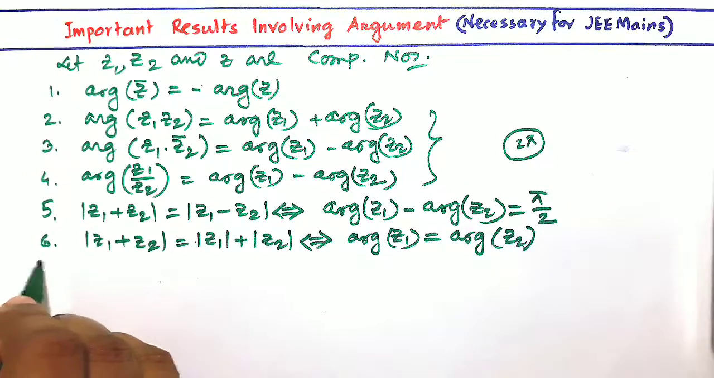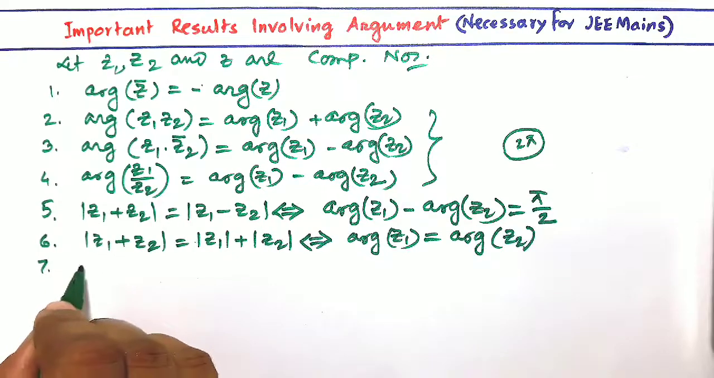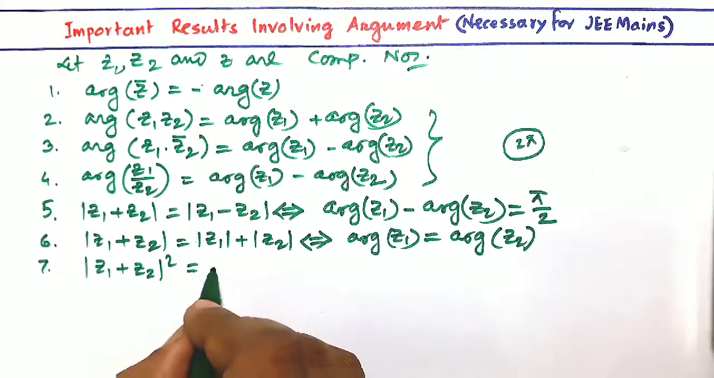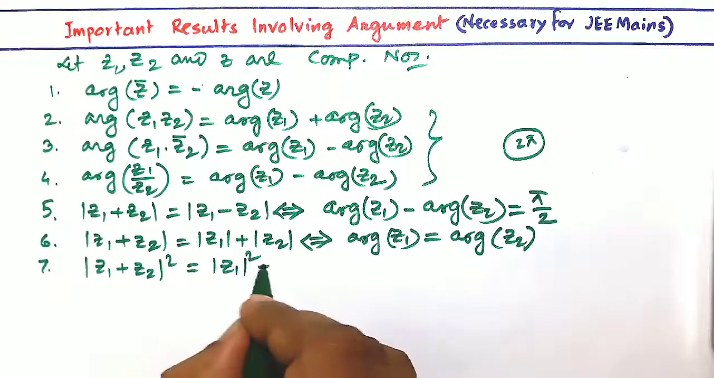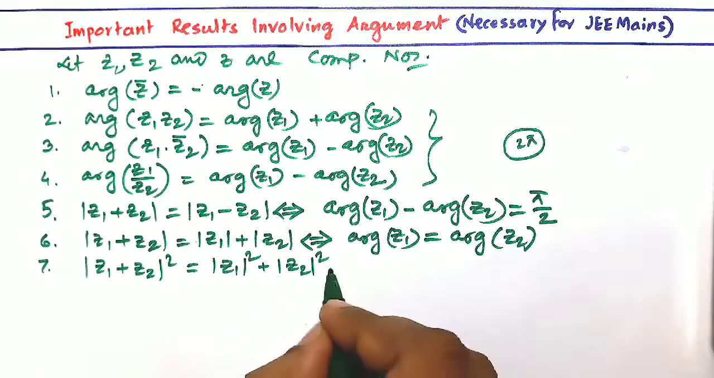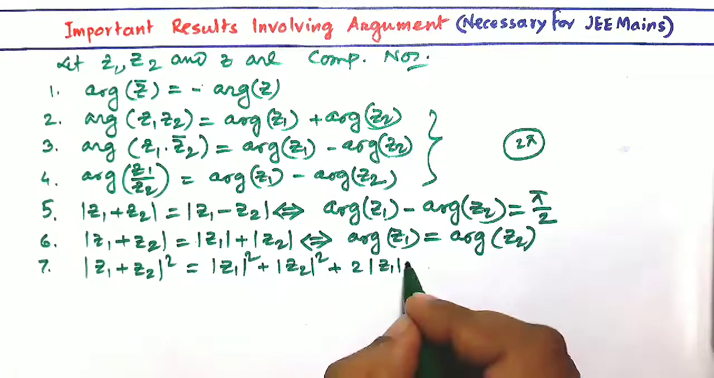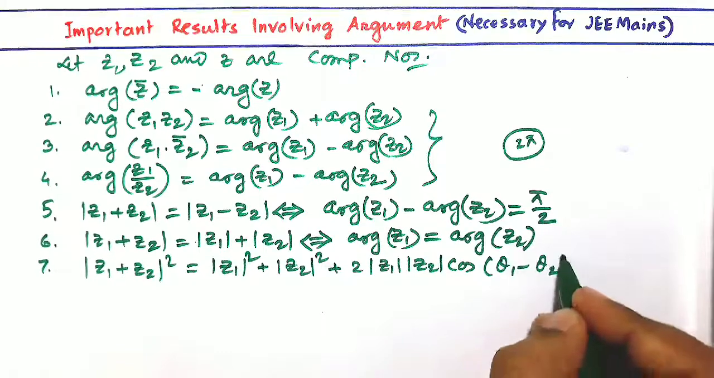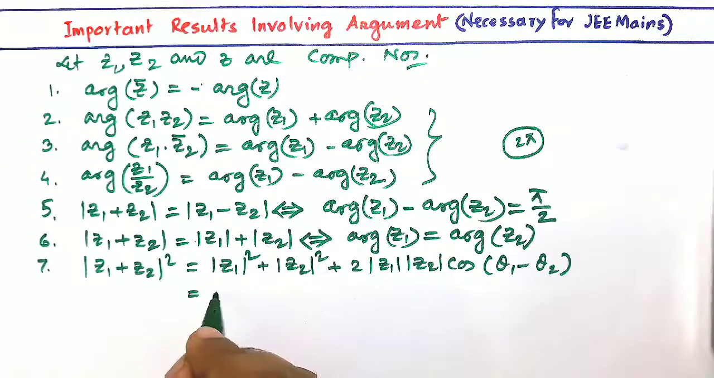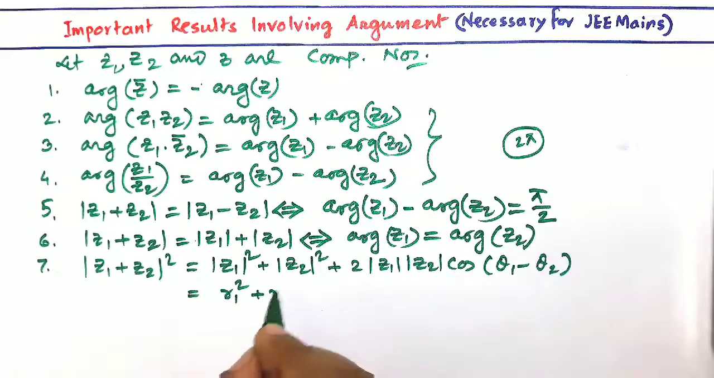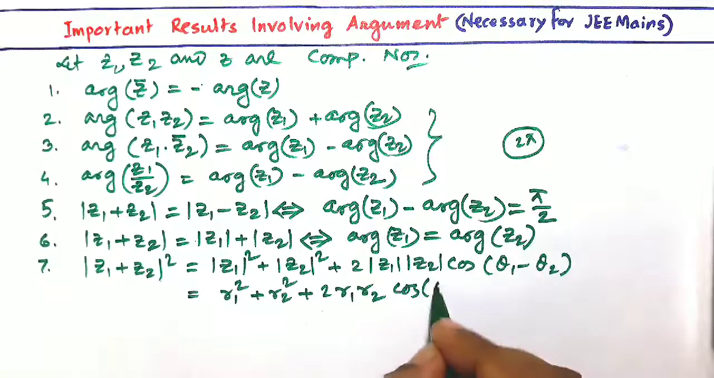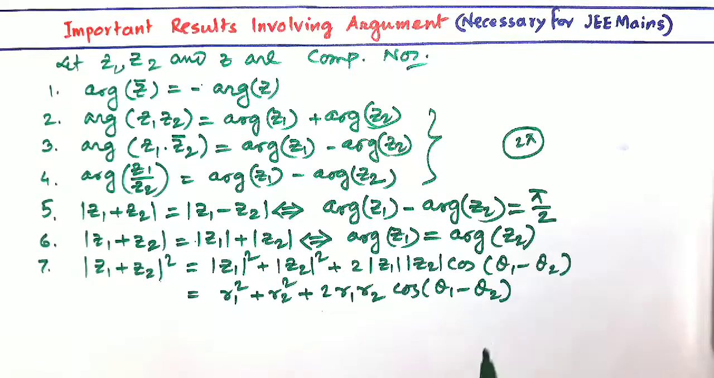Okay friends, the seventh one is, this is also very important, modulus of Z1 plus Z2 whole square is equal to modulus of Z1 square plus modulus of Z2 square plus 2 modulus Z1 modulus Z2 into cos of (theta 1 minus theta 2). So we can write this as R1 square plus R2 square plus 2 R1 R2 cos of (theta 1 minus theta 2).